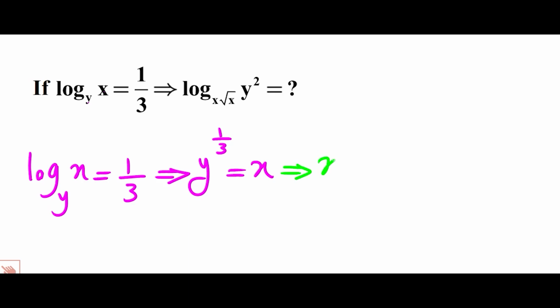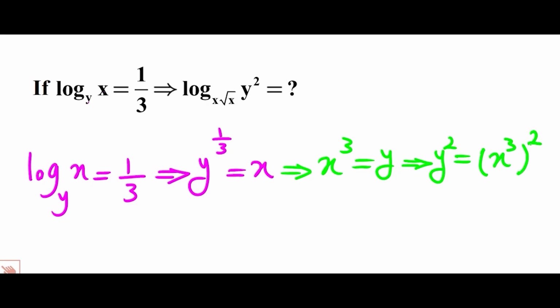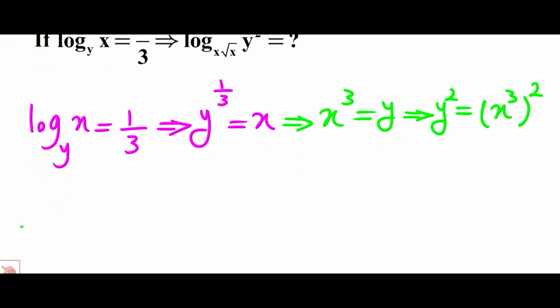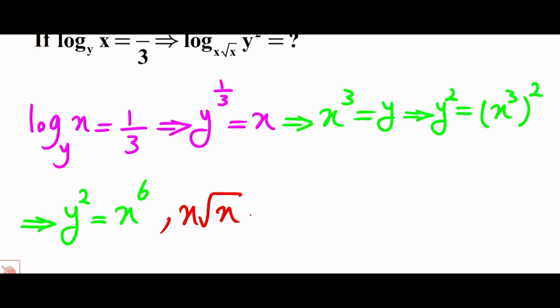This means that x cubed equals y. So we need to find y squared. So y squared equals x cubed squared, right? So we have y squared equals x to the power of 6. Now let's simplify the base, x times the square root of x. We have x times x to the power of 1/2 equals x to the power of 3 over 2.